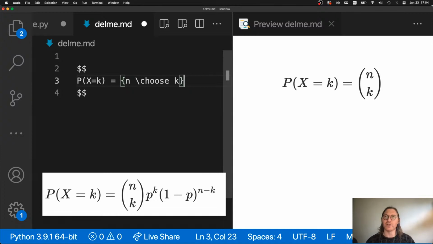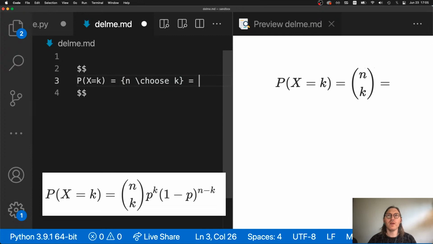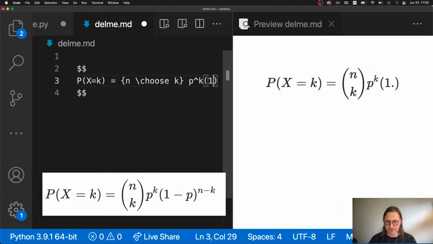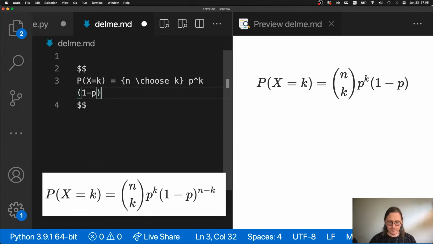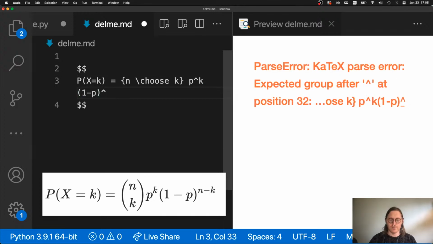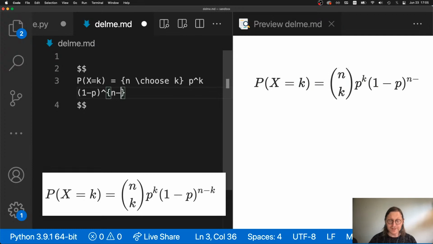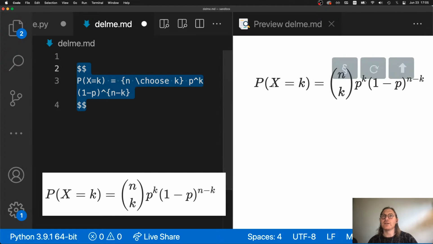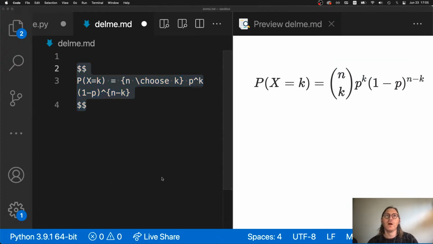With LaTeX, I'm often looking stuff up because I forget things. So there's part of our formula. And then we want to just, this is just p to the k multiplied by 1 minus p to the n minus k. So that's a way that we can write that formula, and of course I can just copy, I can screen capture that and I can paste it in if I want to.